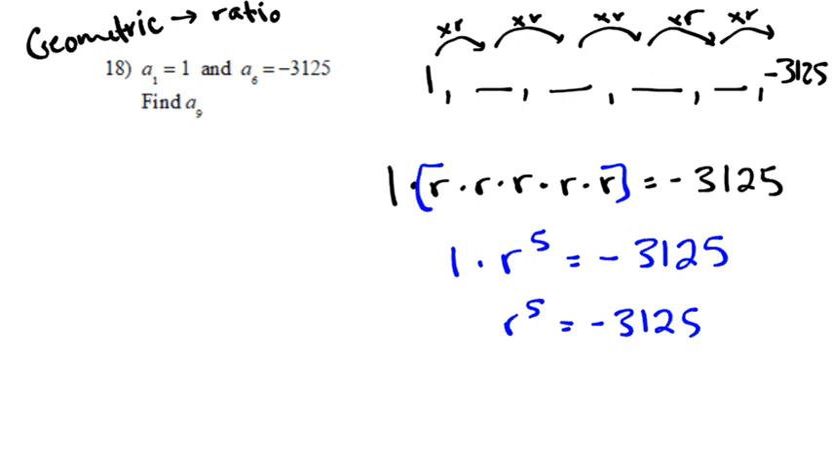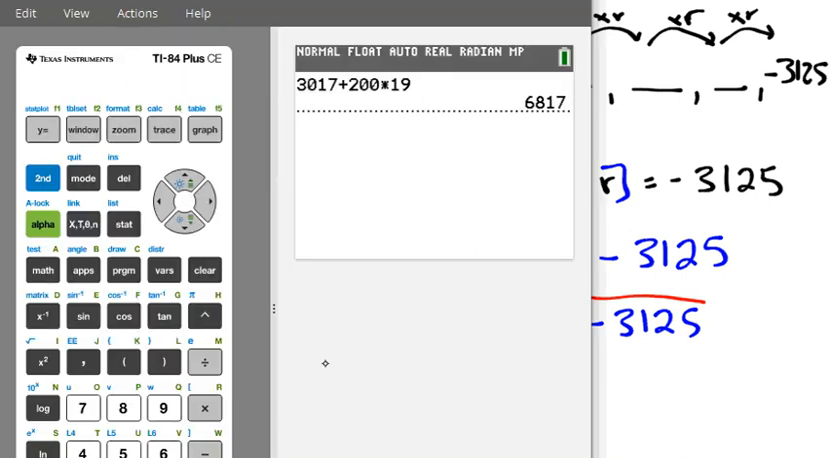So that is an equation that we're looking at, and we can solve this to find out what the common ratio is. If we have something raised to the 5th power, we're going to take a 5th root, and that will cancel that out and leave us with just r, and we can find out what the ratio is. Let's look at how to do that on the calculator.